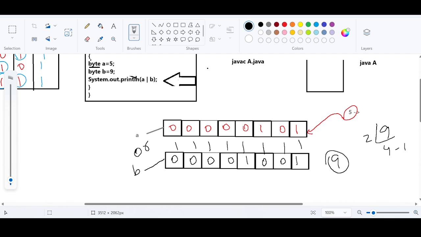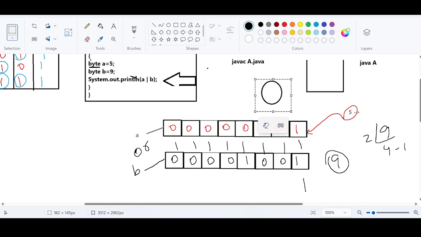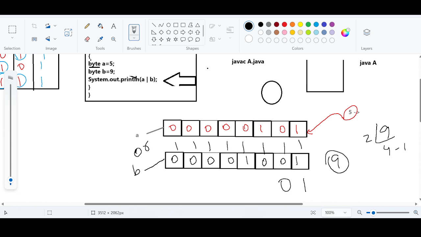What is the rule? At least if any one of the inputs is 1, the output is 1. In this case, one of the inputs is 1, so the output is going to be 1 itself. If you take 0 and 0, it is going to be 0 only. And again 1 and 0: at least one of the inputs is 1, so the output is 1. The remaining positions are 0 and 0, so everything there is going to be 0.